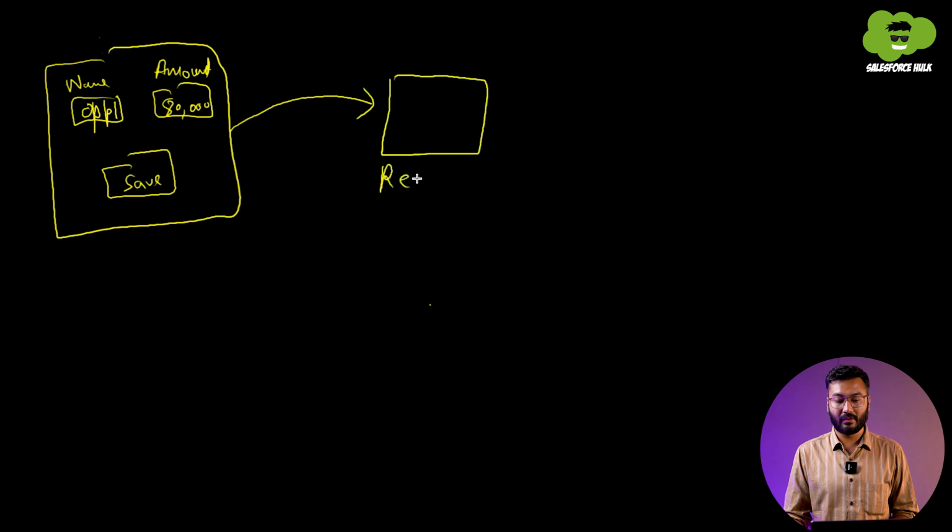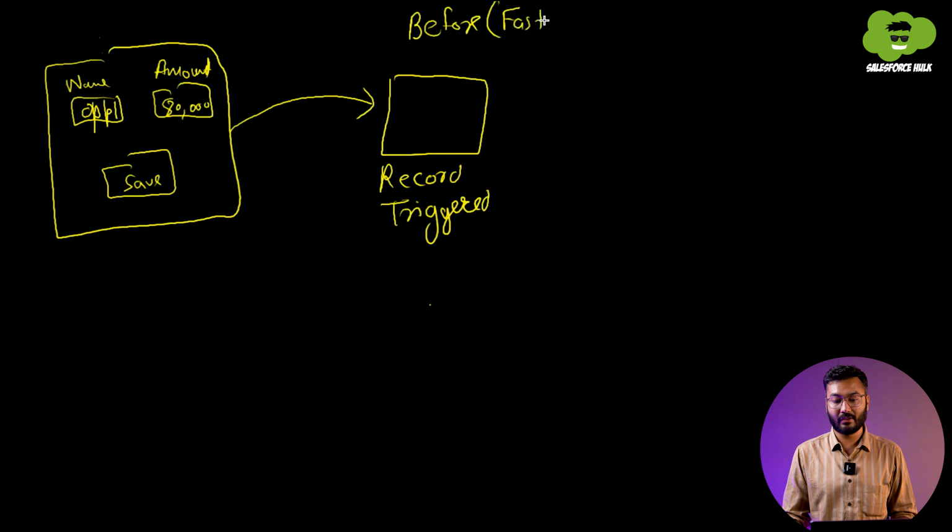Now, as soon as you'll be clicking on save, the record will be going for, yes, that is record triggered flow. Because I told you earlier that whenever we'll be doing some operations onto the record, the record triggered flow will be executed. So initially record triggered flow will be executed, and which part will be executed? The before part, that is known as fast field update.